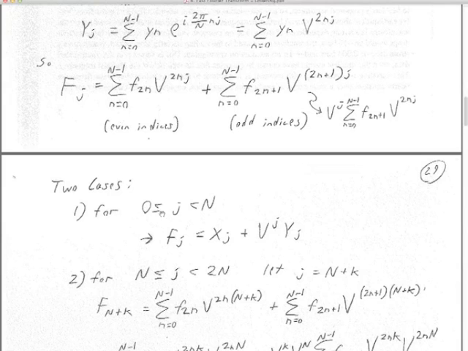For frequency indices j that are less than big N, so for the first half of the Fourier transform, we have F at frequency index j equal to the Fourier transform capital X at frequency j plus V to the power of j times the Fourier transform of Y at index j. Now this is just a simple substitution, but this is really the brilliant insight.